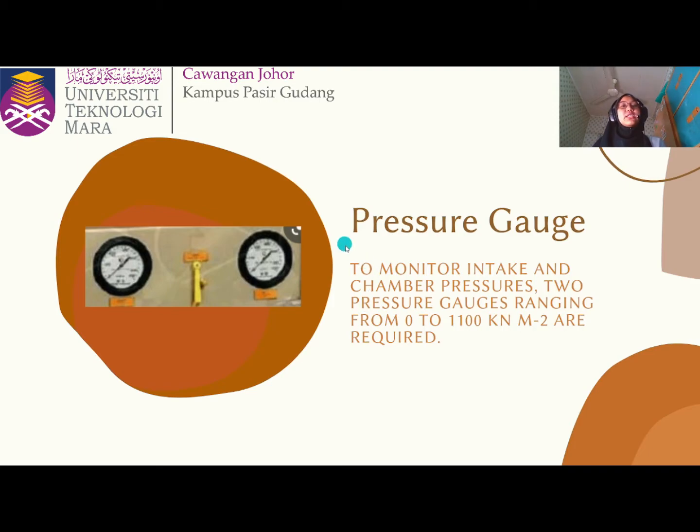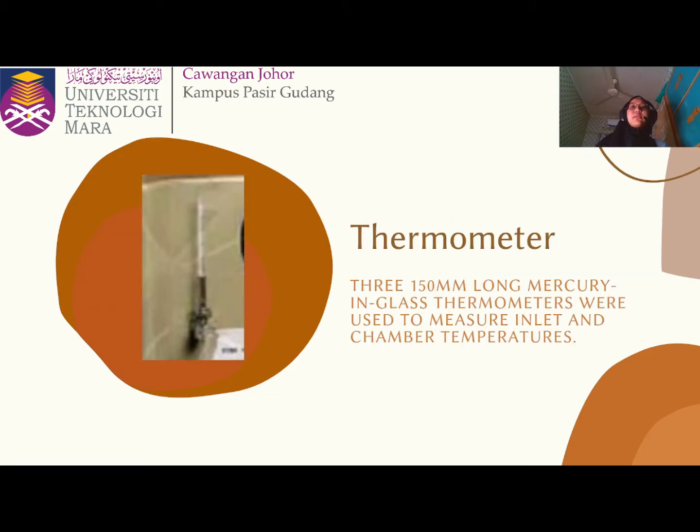For the pressure gauge, it is to monitor intake and chamber pressures. Two pressure gauges ranging from 0 to 1100 kilopascal are required. For the thermometer, in this machine, we will use three of 150 millimeter long mercury in glass thermometers that were used to measure inlet and chamber temperatures.